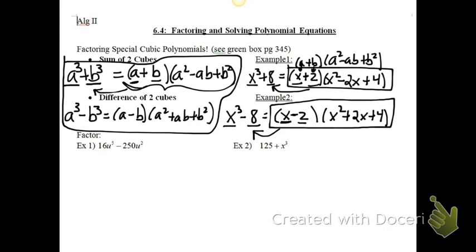I think Mr. Olson says something like, keep change positive. So what that means is if it's a sum of two cubes, for the first binomial, you keep the sign as positive. Then you change the sign for the next one, and then it's got to be positive at the end. So that also works for the difference of two cubes. You keep the sign the same as your difference, you change the sign for the second term, and it's got to be positive at the end.